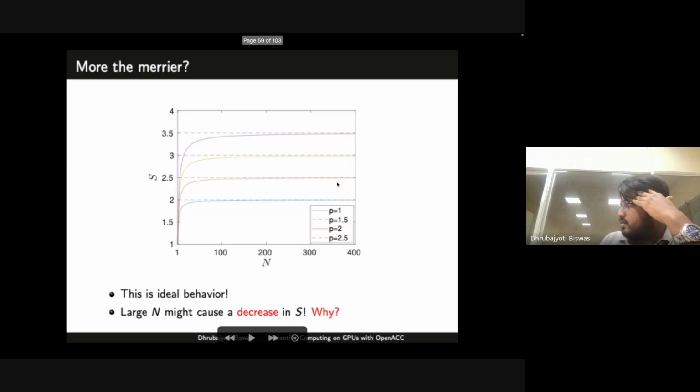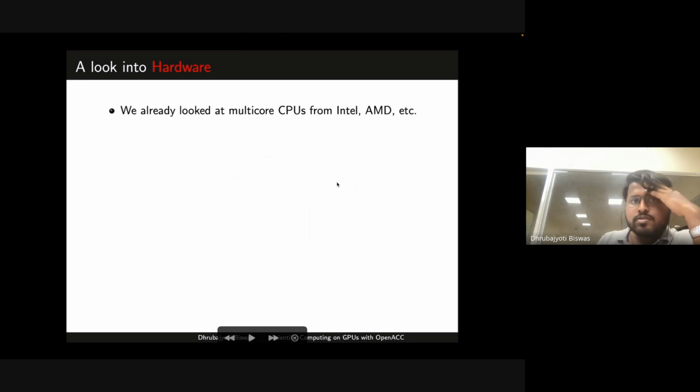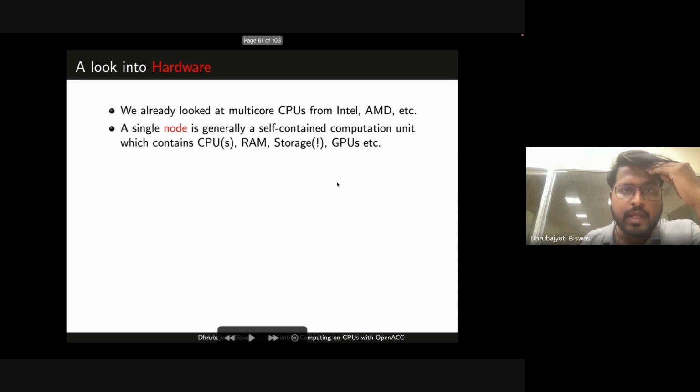Okay, we will go ahead. So we again now look into a bit of the hardware, like whatever hardware we have and how we can arrange them to form multi-core CPUs and clusters. So in the previous slides, we have already looked into multi-core CPUs from Intel and AMD, the examples I gave you.